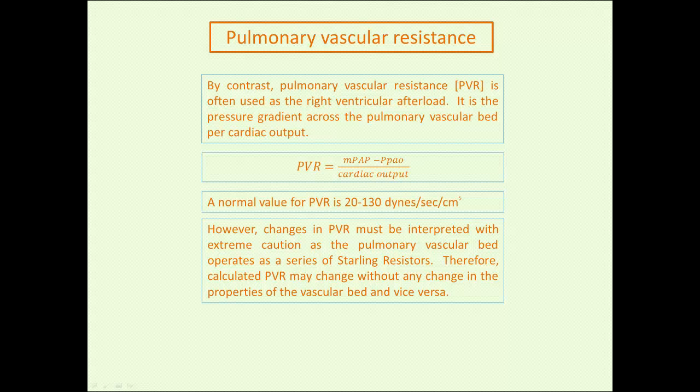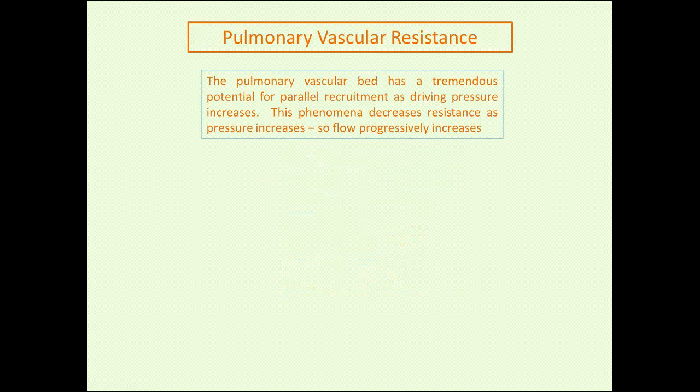So therefore, you can get calculated changes in pulmonary vascular resistance without any change in the properties of the vascular bed at all, and vice versa. So simply lowering your cardiac output will result in a calculated increase in your pulmonary vascular resistance, even though there's been no changes in the intrinsic properties of the pulmonary vascular bed. And the reason is the pulmonary vascular bed has a tremendous, and this physiology actually somewhat applies to the systemic vascular bed as well. So using the SVR, the systemic vascular resistance, as a marker of left ventricular afterload is equally problematic, but I don't want to get into that right now because my head might explode.